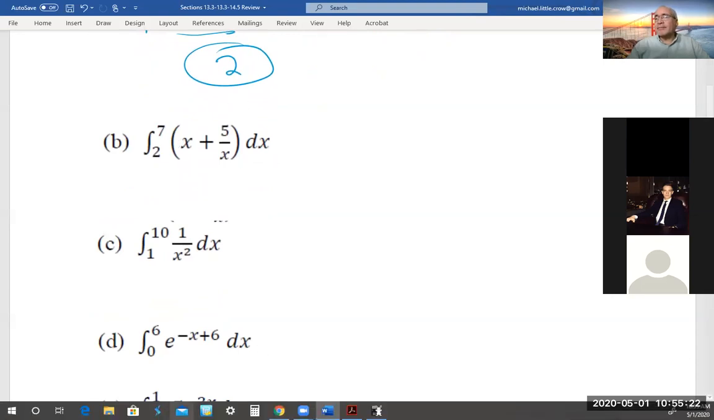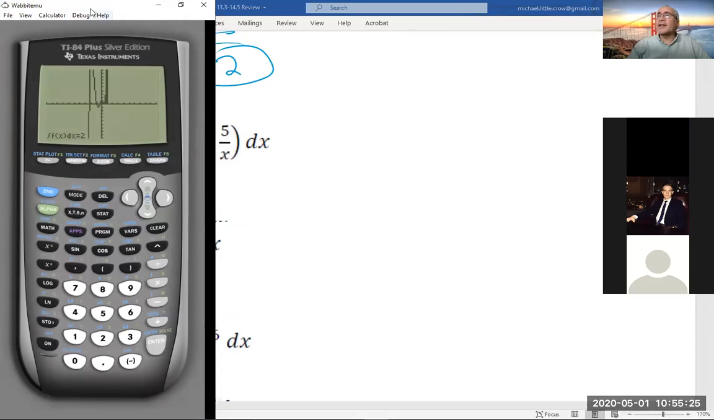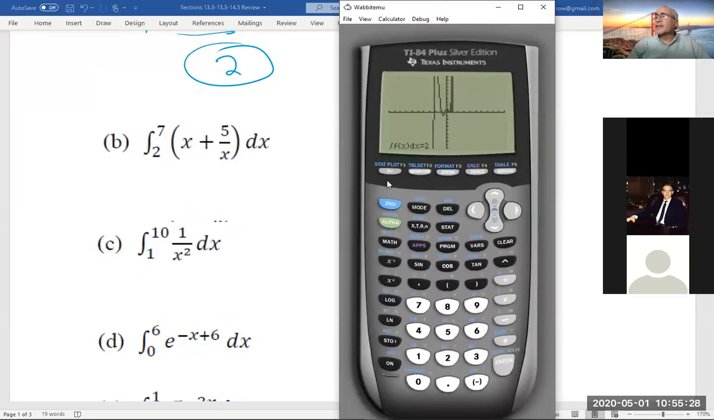So on this one, since we've got the calculator here, it's a little easier to put in. We can just put in x plus 5 divided by x. So that's our function. We go to graph it. And we're going to go second calc, number 7, lower limit is 2, upper limit is 7, from the integrand.